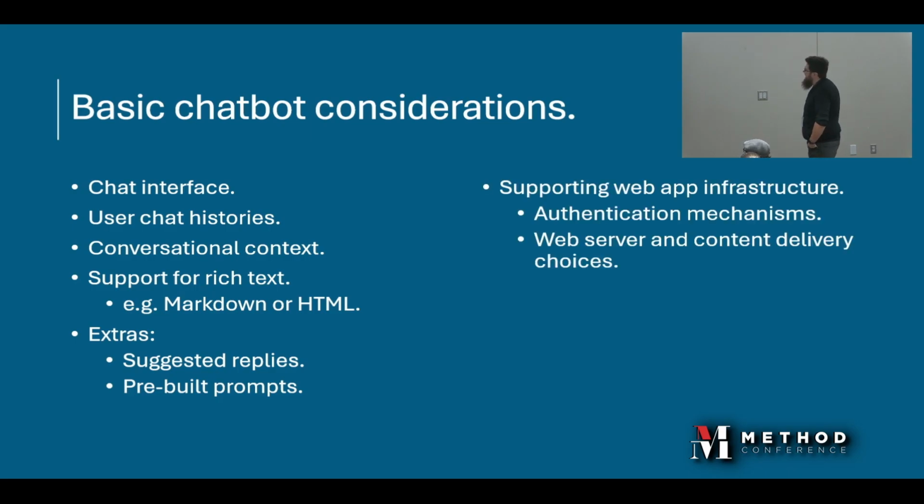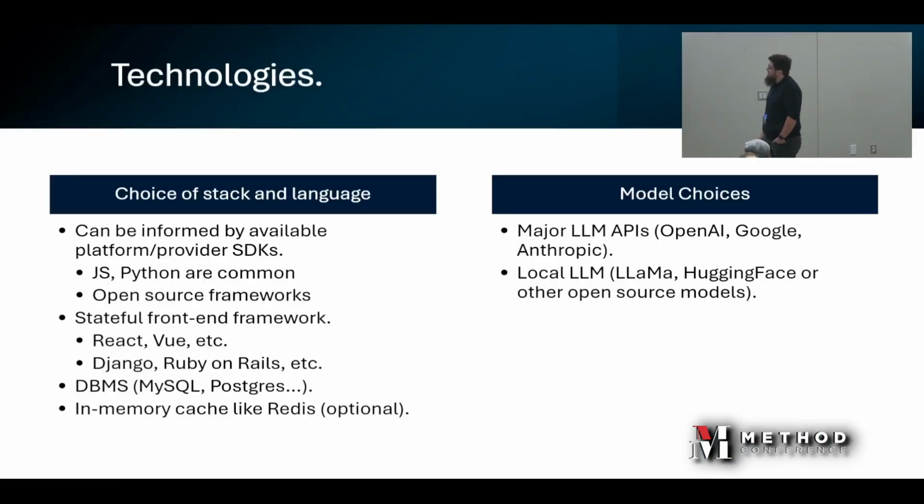But again, we need to tie this back to engineering, right? There is a supporting web app infrastructure that needs to power all of this, right? We need authentication mechanisms, right? Because data leakage is a big thing with LLMs, right? To make sure people are authorized to access this information. They're authorized to ask about that information, right? And then again, your web server and content delivery choices.